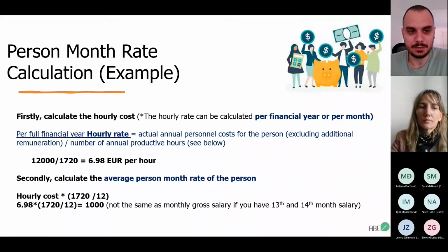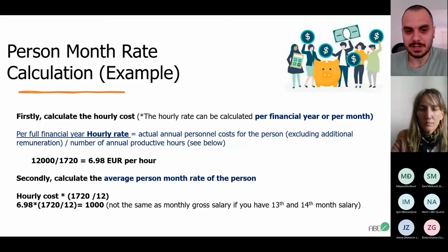Here we can see a numeric example of what I was saying. We calculate firstly the hourly rate. We took as an example personnel that has 12,000 euros as an actual annual personnel cost, divided by 1,720 hours, so the hourly rate of that person would be 6.98 euro per hour. Then the second step would be to multiply this by 1,720 divided by 12, and this would be 1,000 euros person month rate average for that person.